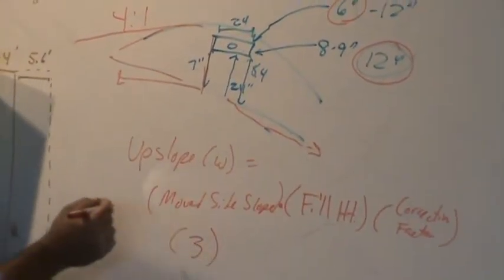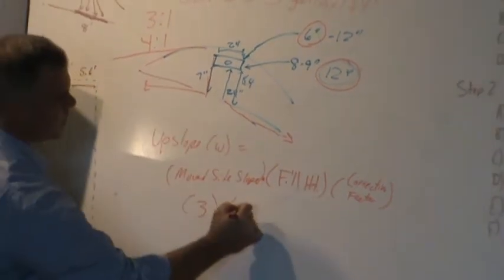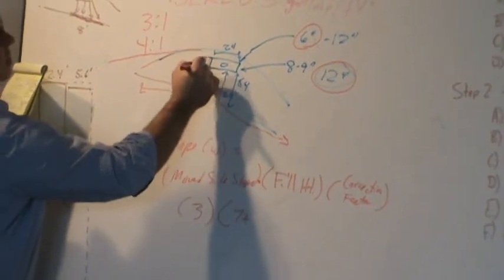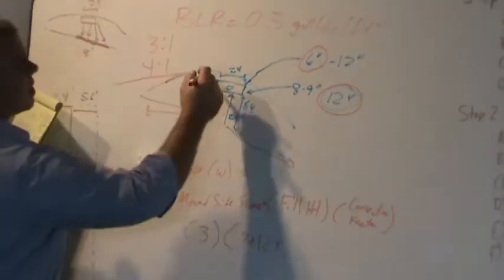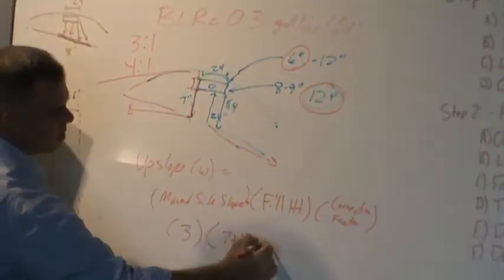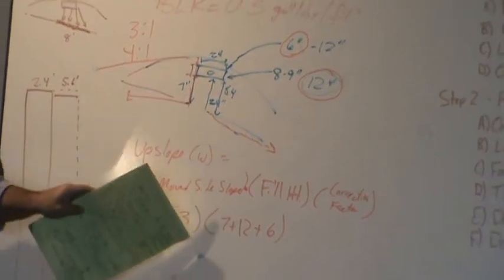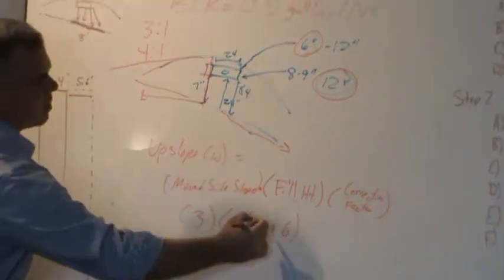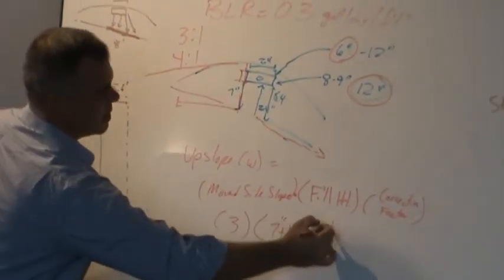The fill height, we're doing the upslope, is 7 inches here, 12 inches here, because remember we said in our design we're going to use 12, plus the cover, 6. These are inches: 7 inches for the sand fill, 12 inches for the aggregate in our design, and 6 inches of cover.